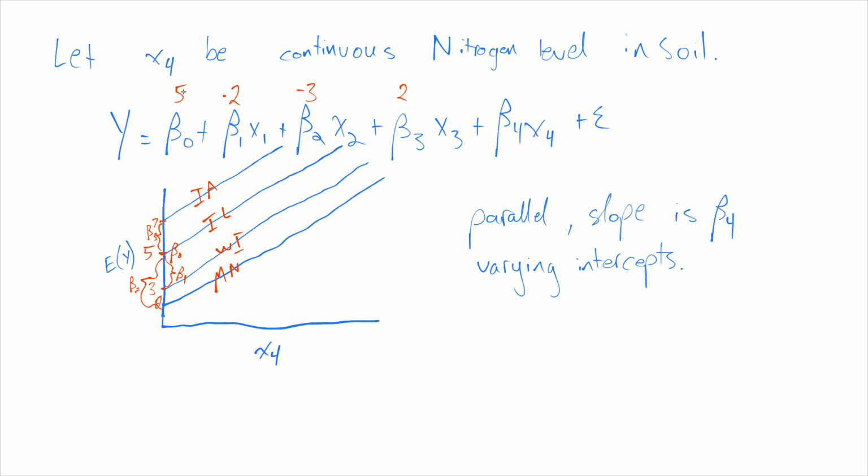So this is just hypothetical. Imagine that these are the differences here. So we've got 4 lines, and their slope with regard to x4 is all beta 4. So they all have the same slopes, but their intercepts vary. That's the idea here, that we have parallel lines because the slopes, at least with regard to nitrogen level in the soil, are all the same, but the intercepts are varying.